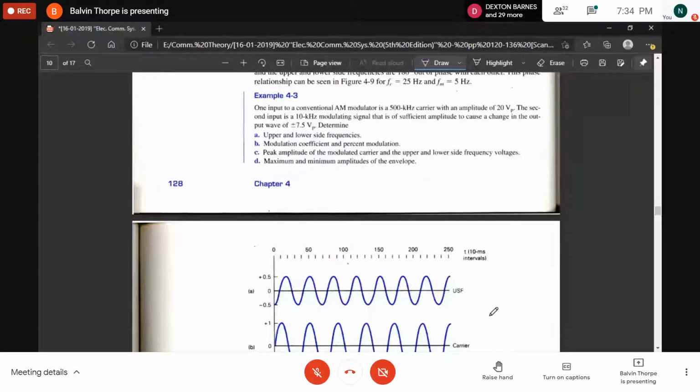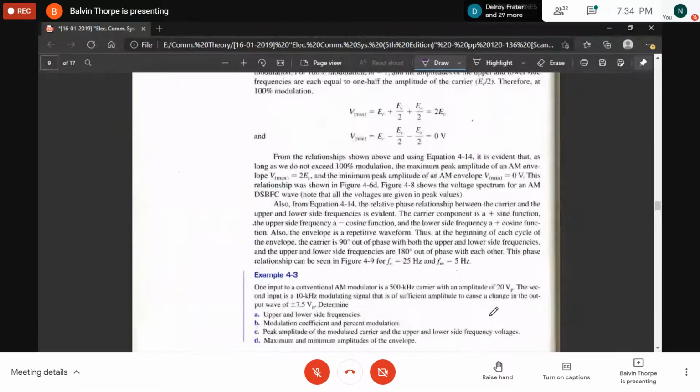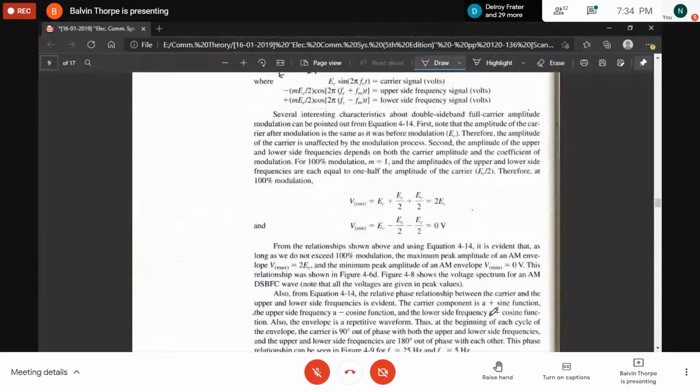Those three different frequencies interact to form a complex wave. Remember, you're mixing two signals together, and the two signals have two different frequencies. The result of mixing them using amplitude modulation is that you have three different frequencies: the carrier frequency and two sidebands.